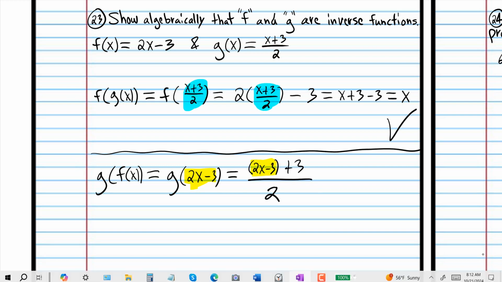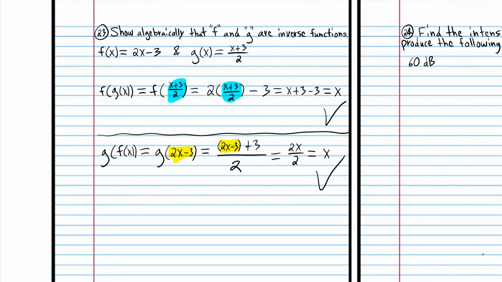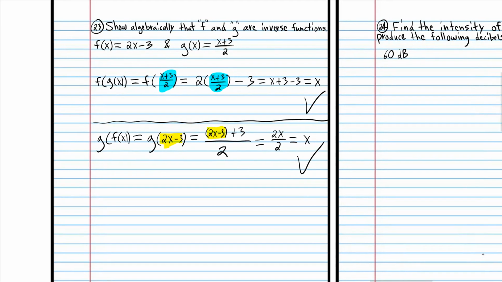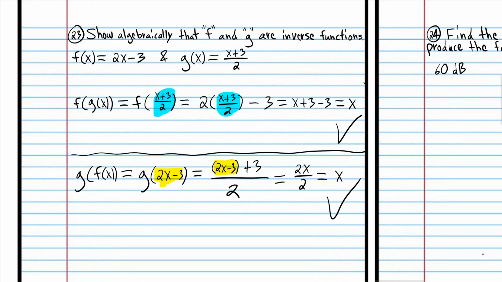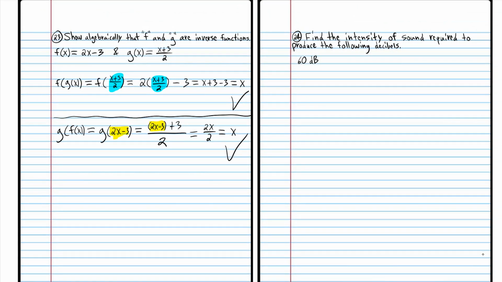Okay, so now we're going to combine the 3's first, and then we end up with 2x over 2. Cancel out the 2's, and you're left with x, so that proves that the functions are inverses of each other. Again, if you get x, then that means one function does the opposite operations as the other function in the correct order. So if you got that right, excellent.